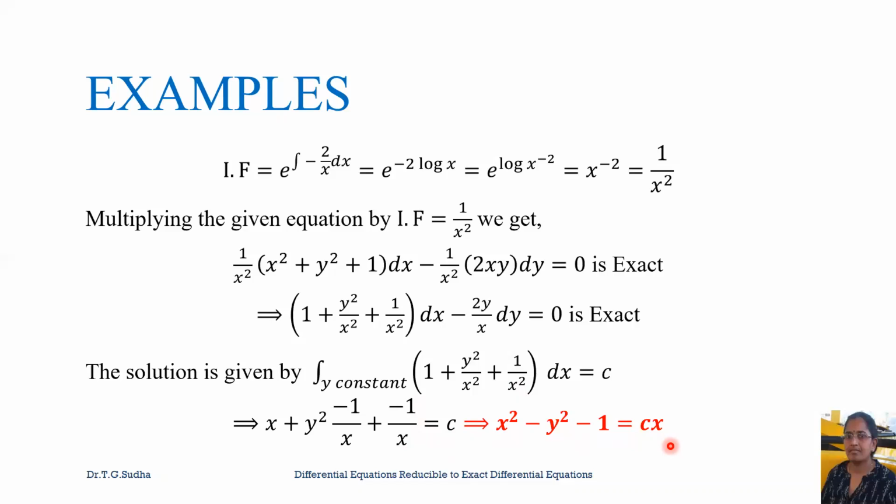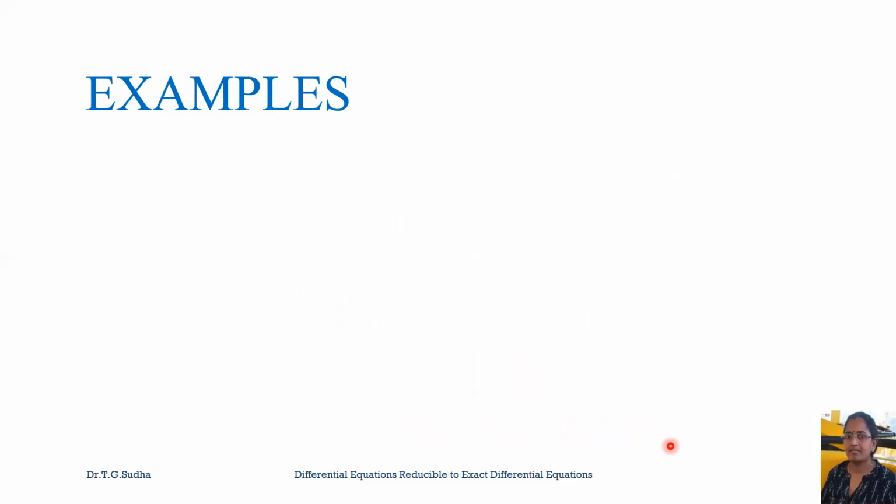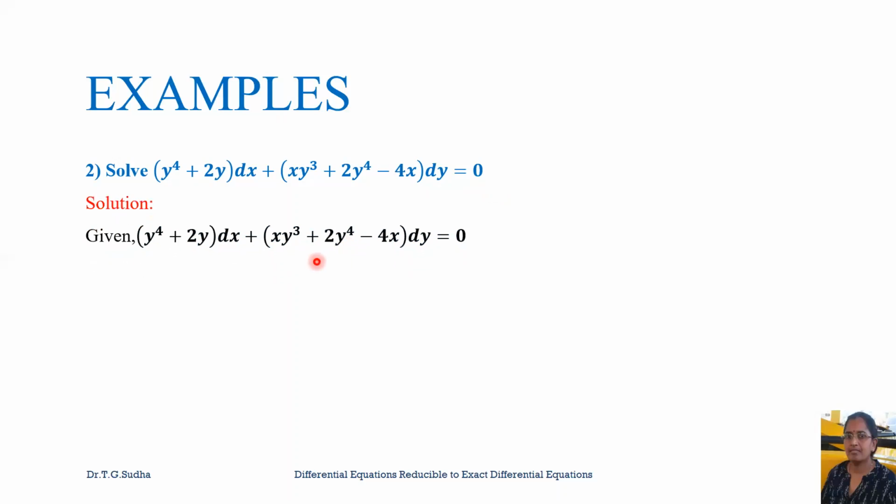Now let us look into one more example of a different type. So solve (y to the power of 4 plus 2y) dx plus (xy cube plus 2y to the power of 4 minus 4x) dy equal to 0. So let us consider the given differential equation and compare this with M dx plus N dy equal to 0. So we get M is equal to y power 4 plus 2y and N is xy cube plus 2y to the power of 4 minus 4x.